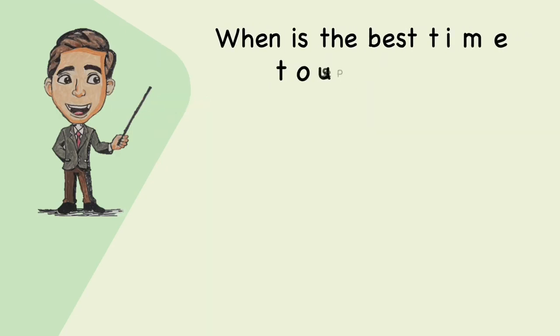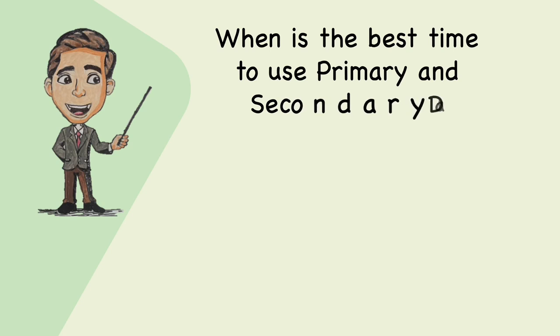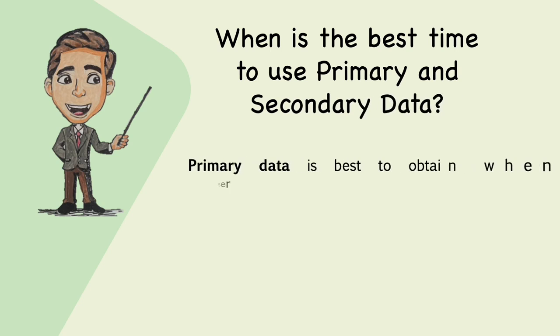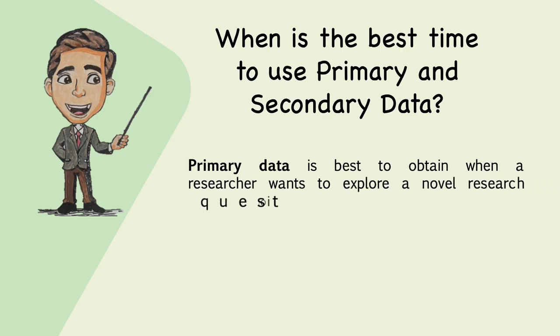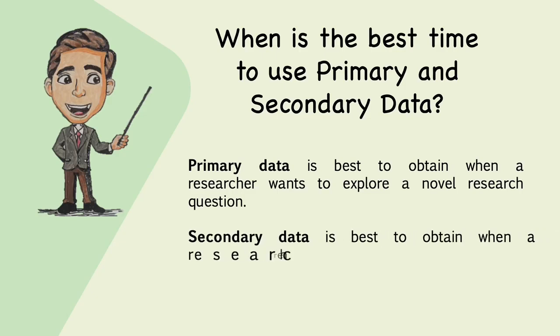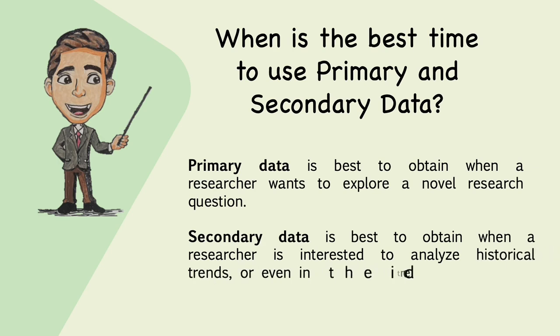When is the best time to use primary and secondary data? Primary data is best to obtain when a researcher wants to explore a novel research question, while secondary data is best to obtain when a researcher is interested to analyze historical trends or even in the identification of patterns on a large scale.